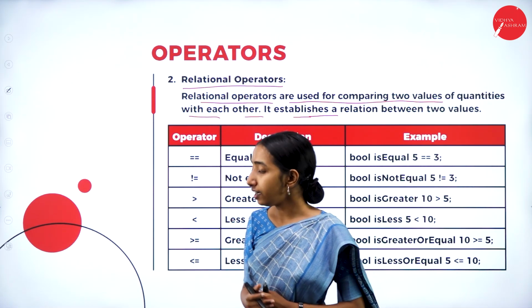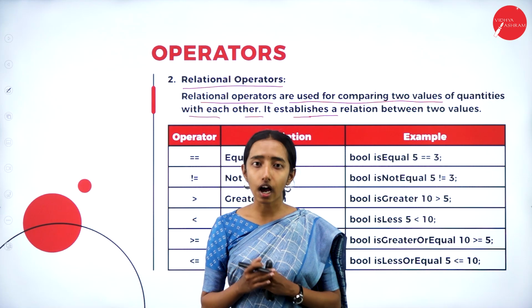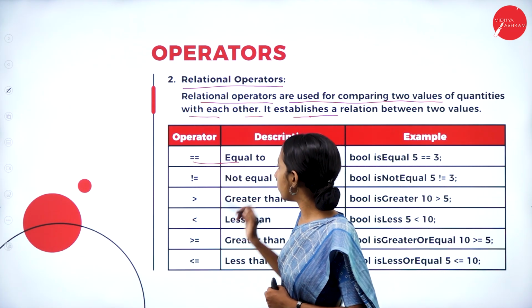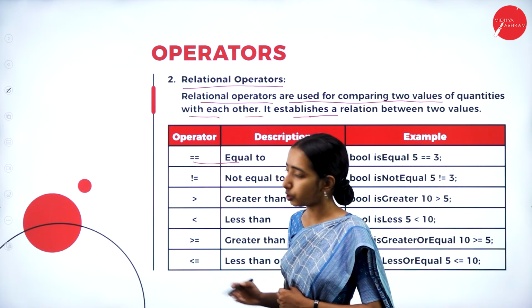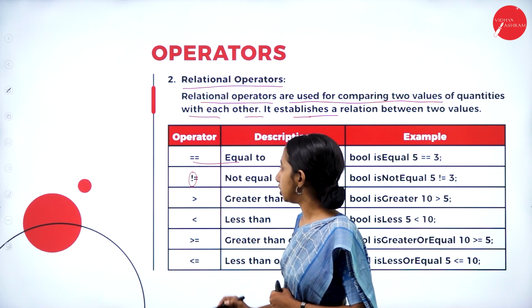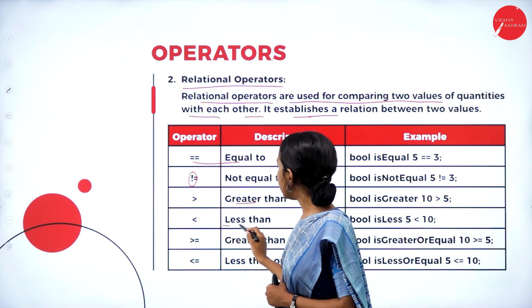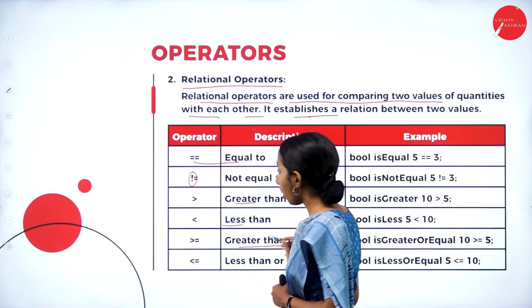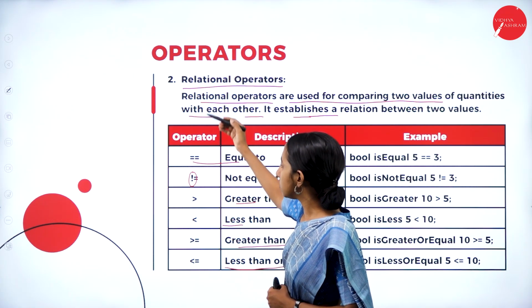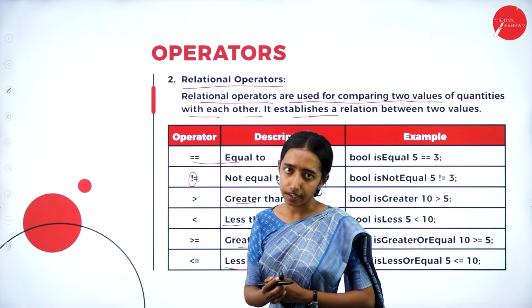So what are the different relational operators that are available? The first is equal to, and next is not equal to. This symbol represents not equal to. Then greater than, less than, greater than or equal to, and less than or equal to. So these are the relational operators.